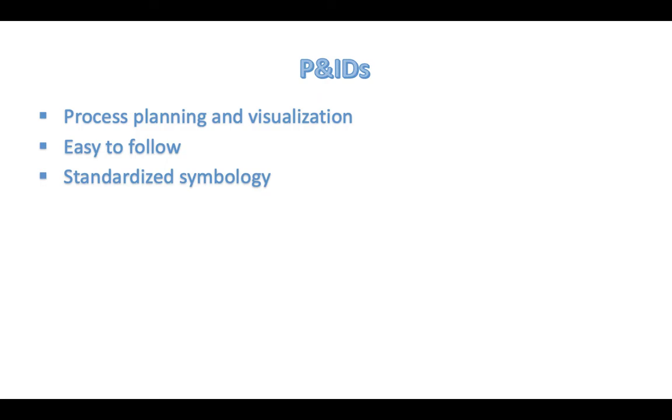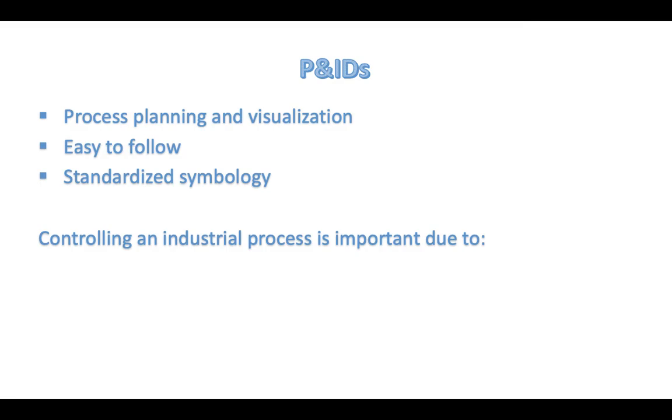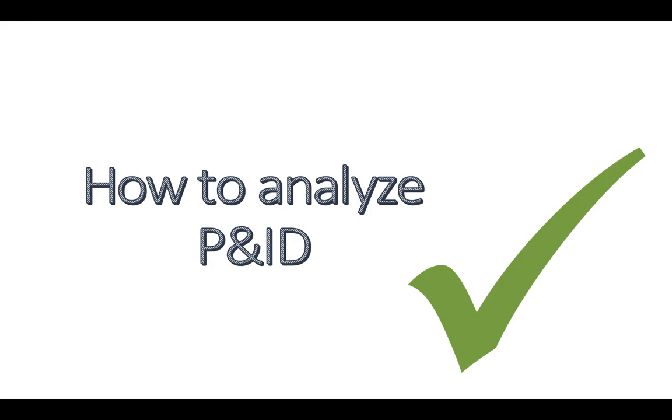P&IDs use a standardized symbology so that any process that is graphically represented by these types of diagrams can be read all around the globe. Therefore, it is important to be familiarized with its symbology. In addition, controlling an industrial process is important due to safety, quality, profit, and optimization reasons, among others. Thus, by being able to read and analyze a P&ID, the control of a process will be more efficient. So, now we're ready to analyze a P&ID.